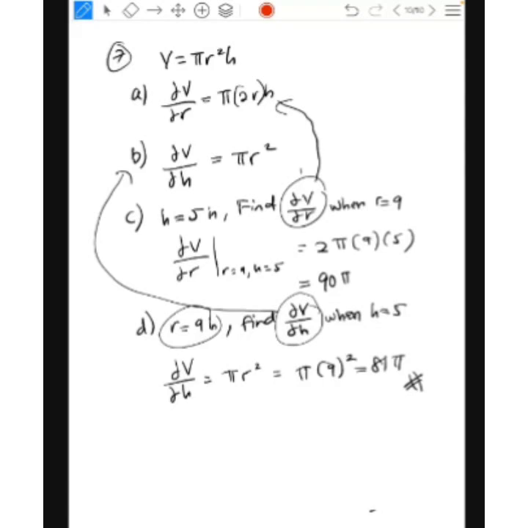Okay, so you may do question 8 for yourself. I don't think there will be any problem for that one, but if you do have problems, you may ask me through WhatsApp later.